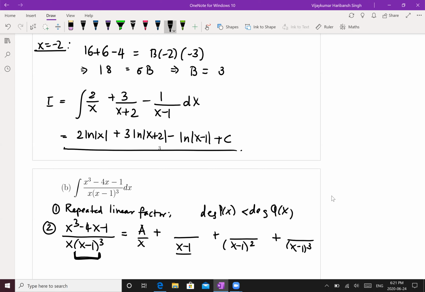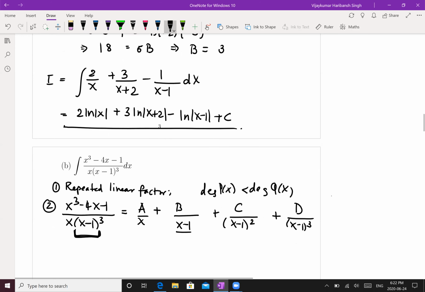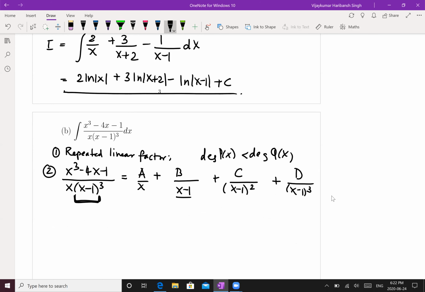And because this is linear, on top you will have b. Because it's a square of a linear, still linear, so we'll have c. And then here we'll have D. So now we need to find out a, b, c and d. So let's multiply it out. So this is going to be a times x minus 1 cube plus b times x into x minus 1 square plus c times x into x minus 1 plus d times x. And that has to be x cubed minus 4x minus 1.